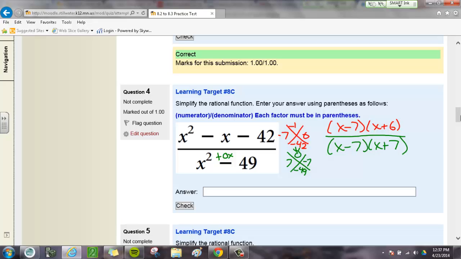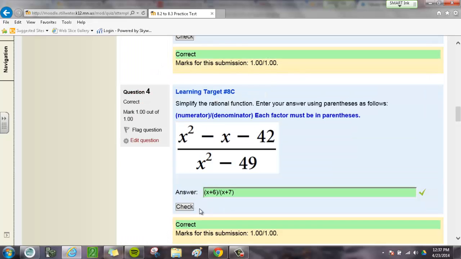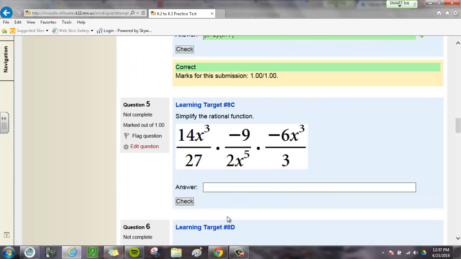Now what can I cancel out? Well, I can cancel out this factor right there with that factor right there. And what I'm left with is just x plus 6 over x plus 7. So let's get that entered in there. X plus 6 divided by x plus 7. Oh, good, let's check that. Excuse me, everyone. Okay, that was good.